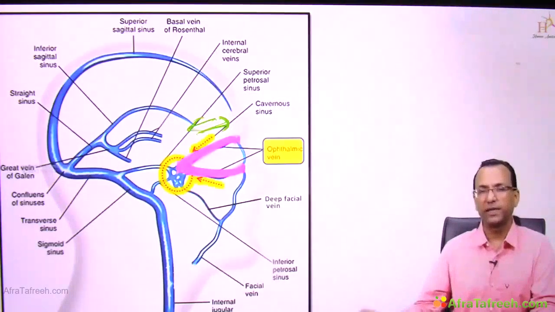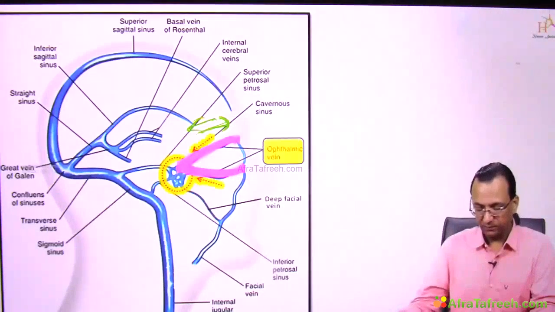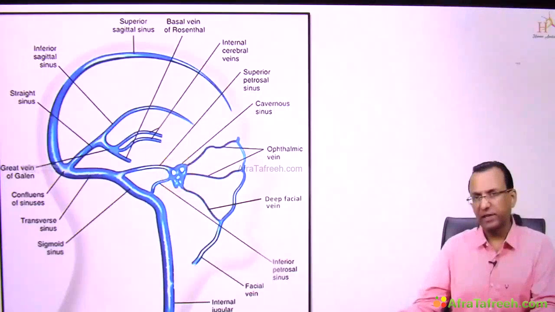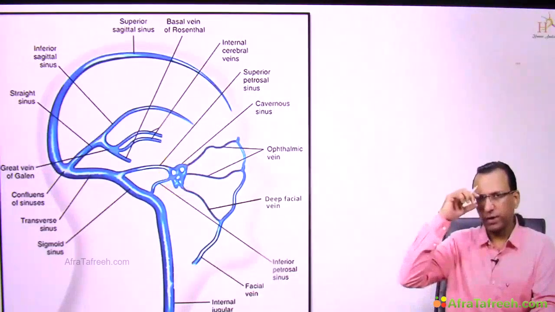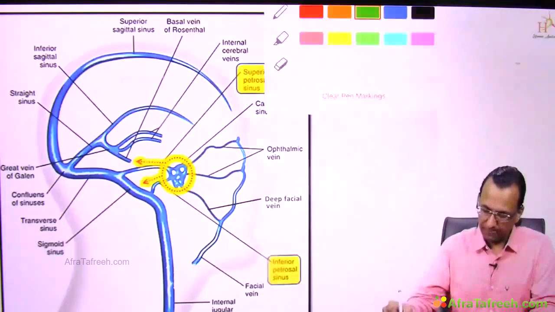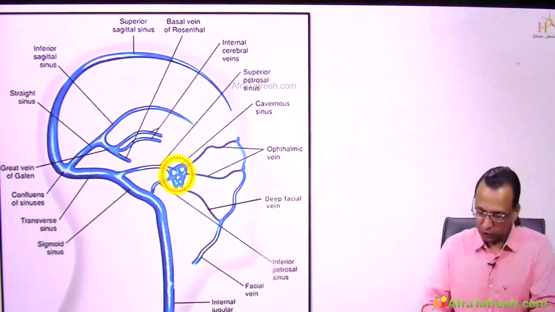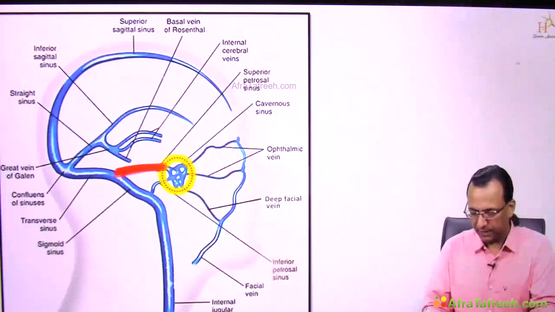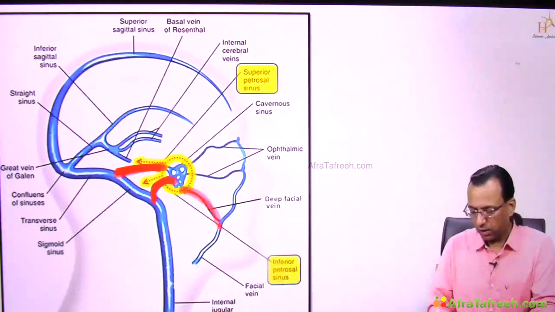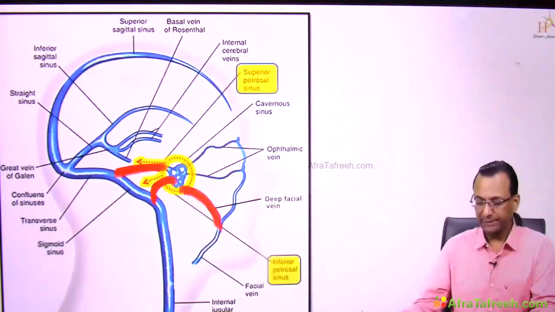Now, what are the draining channels? We'll discuss three draining channels. You want to discuss three draining channels now? Yes. Tell about them. You will find they are the superior petrosal sinus, the inferior petrosal sinus, and the deep facial vein.